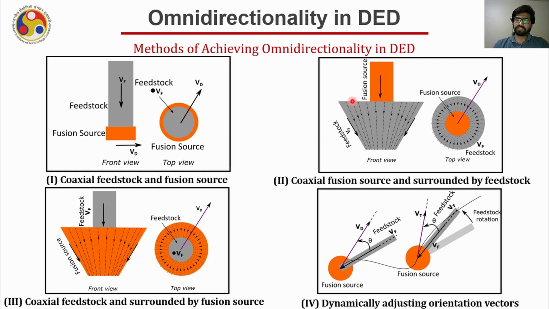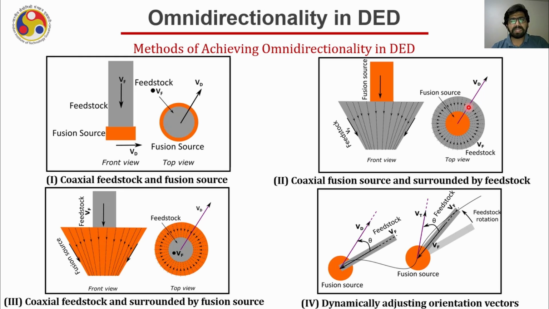Other than that, assume this scenario in which the fusion source is vertical and coming at the center, but the feedstock is represented not by a single vector or a single line, but in the form of a cone, coming from all the sides, meaning the raw material is coming from all the sides surrounding the fusion source. That is why this method is called coaxial fusion source surrounded by the feedstock. The top view of the same will look something like this. So VF is now not only a single vector but multiple vectors coming from multiple sides, and your fusion vector is perpendicular, and this is the VD corresponding to the direction of travel.